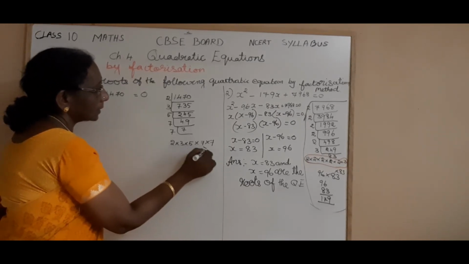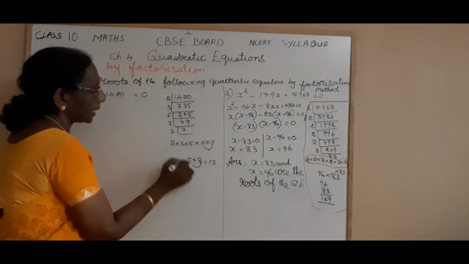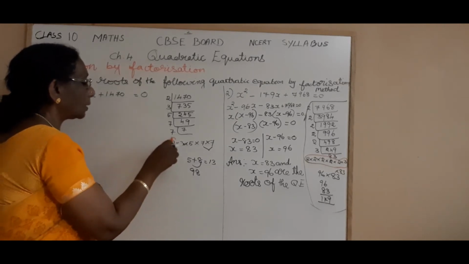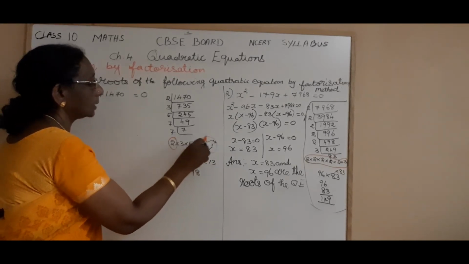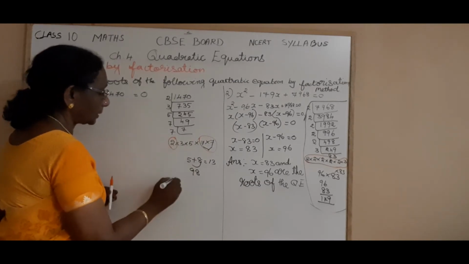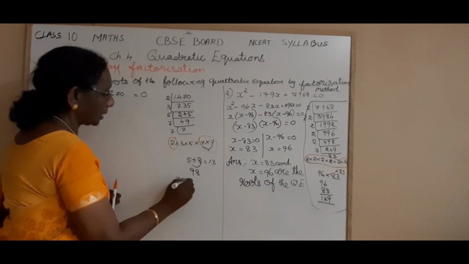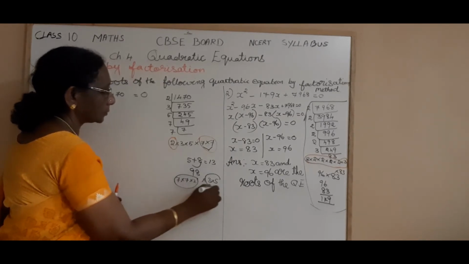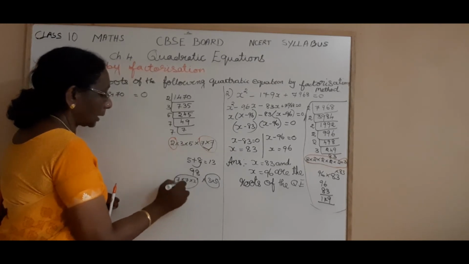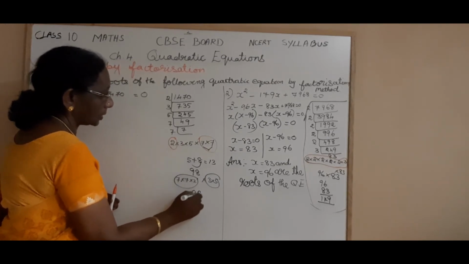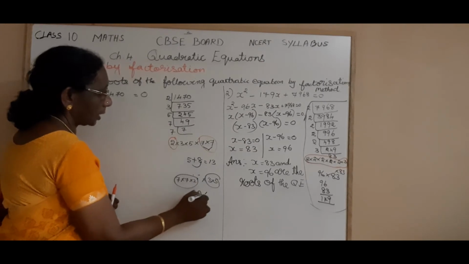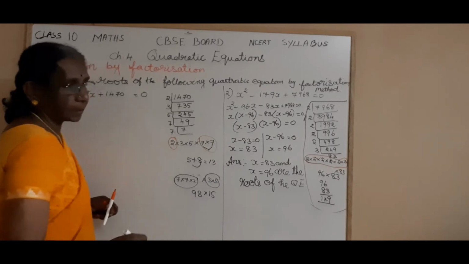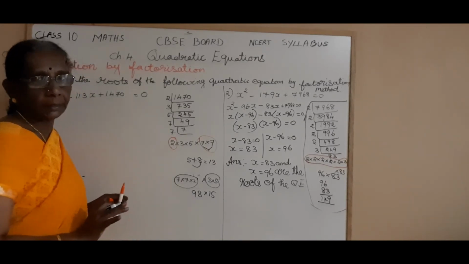So here 7 7s are 49. 49 2s are 98, you are getting. So what is the remaining number? When you group this and this, you are grouping 7 into 2. Next 3 into 5. So what do you get? 49 into 2 is 98, and 15. Now you add both. 98 plus 15 is 113. You are getting this. Is it clear?